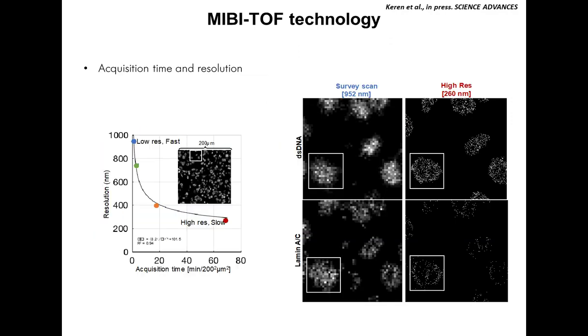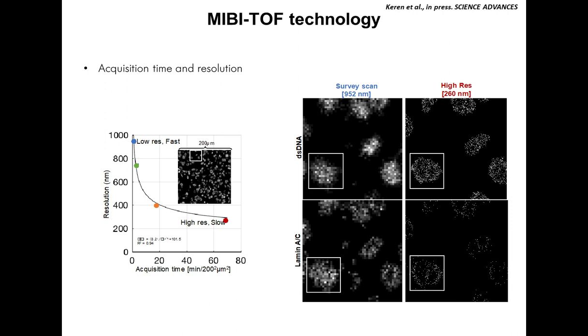The next slide is showing the acquisition time in minutes and the resolution achieved for a 200 micron square field. As you can see from the diagram, low resolution 1 micron takes only 1 second to be scanned, while high resolution 260 nanometers takes approximately 1 hour. Therefore, as reported on the right figure, we can proceed with a survey scan followed by a rescan of the same field of view on high resolution to unveil further detail, for example, subcellular localization of certain targets, like laminin and double-strand DNA in this example.